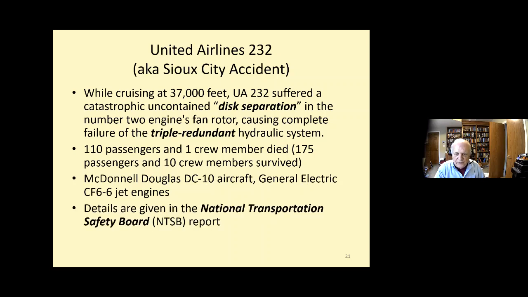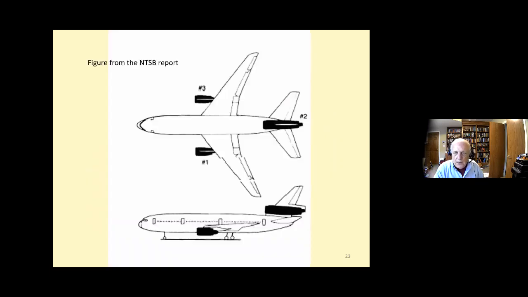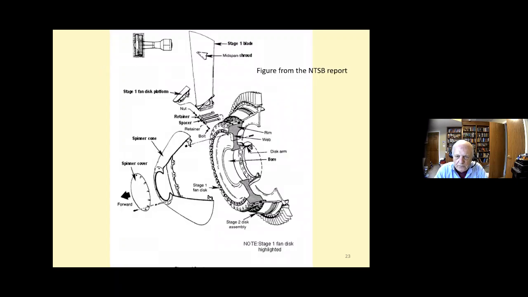So what was the problem here? Well, all of the details of this are in an NTSB report that's publicly available. But here's a picture of the DC-10, and again, it was the tail engine that exploded and severed the hoses that were going to the rudder and the other things that are controlled with hydraulics near the tail of the aircraft. And here's a picture of the front of the engine.